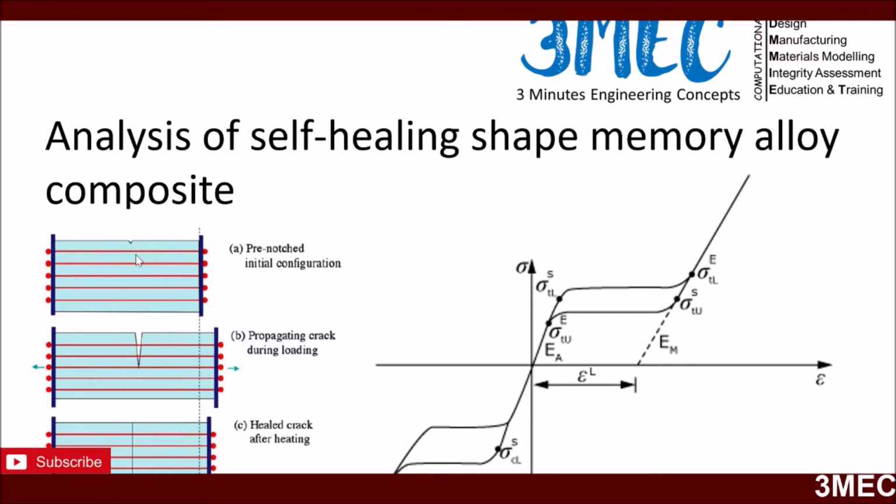Okay, so what the problem is, we have a matrix and we have shape memory alloy fibers in it, as you see here, and it can have a pre-notched sample or it can have a crack already inside the sample. So this is the initial configuration. Then in the experiment, they pull the sample in one direction and you see the crack starts to propagate, while your shape memory alloy wires or fibers start to deform.